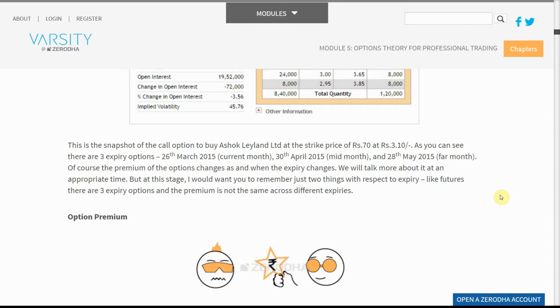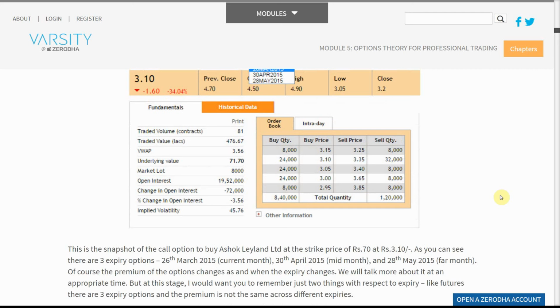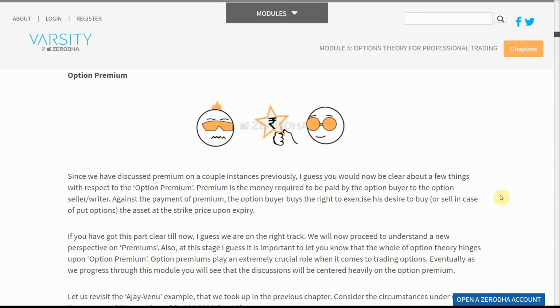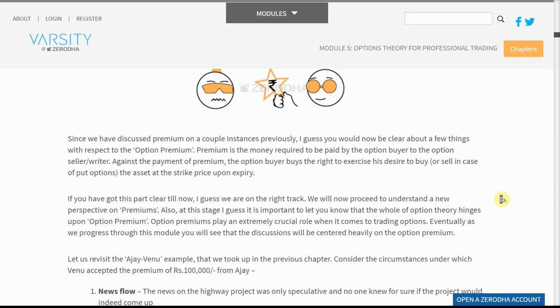Option premium. Since we have discussed premium on a couple of instances previously, I guess you would now be clear about a few things with respect to the option premium. Premium is the money required to be paid by the option buyer to the option seller, the writer. Against the payment of premium, the option buyer buys the right to exercise his desire to buy, or sell in case of put options, the asset at the strike price upon expiry. If you have got this part clear till now, I guess we are on the right track.